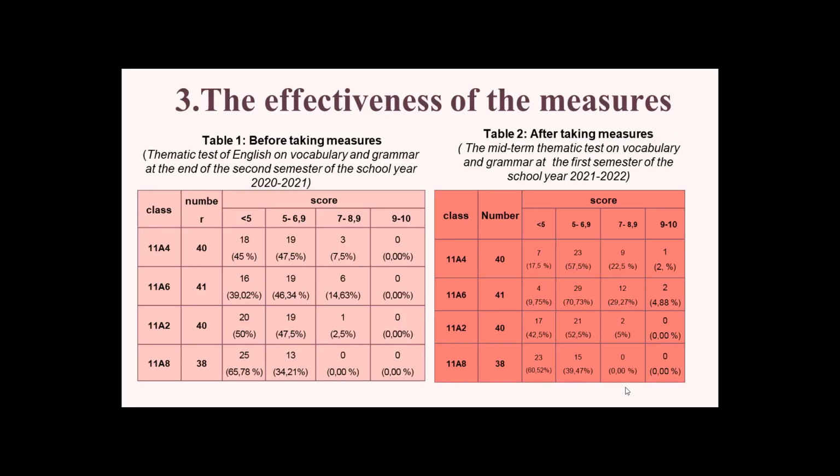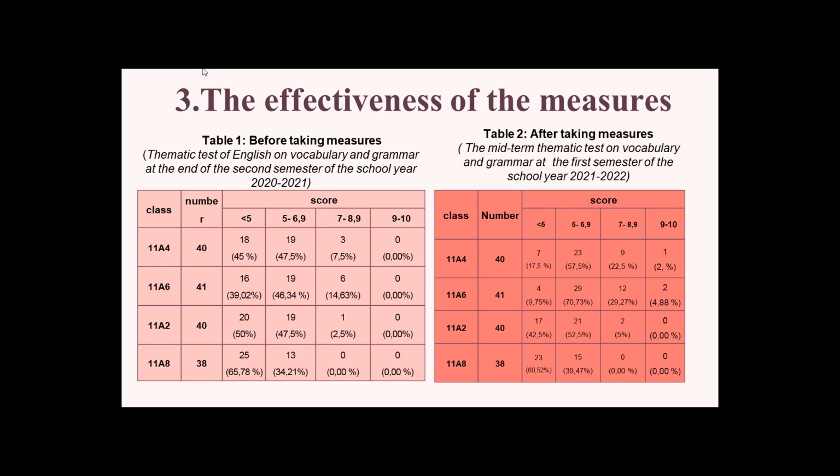Part 3. The effectiveness of the measures. To see clearly the effectiveness of the initiative, we look at the 2 following tables, in which students of classes 11A4 and 11A6 practice playing the games. At table 1, before taking the measure, the test of English at the end of the second semester of school year 2020-2021, we can see that the percentage of students who do not meet the requirement for knowledge is still very high. Surprisingly, no student gets excellent marks.